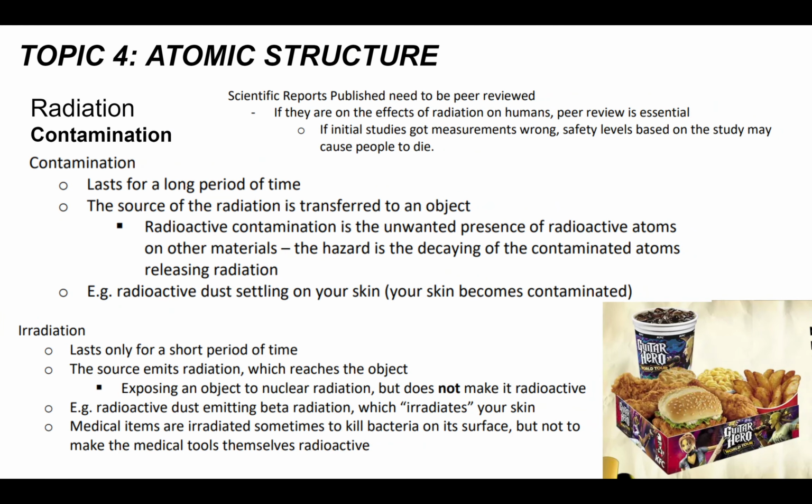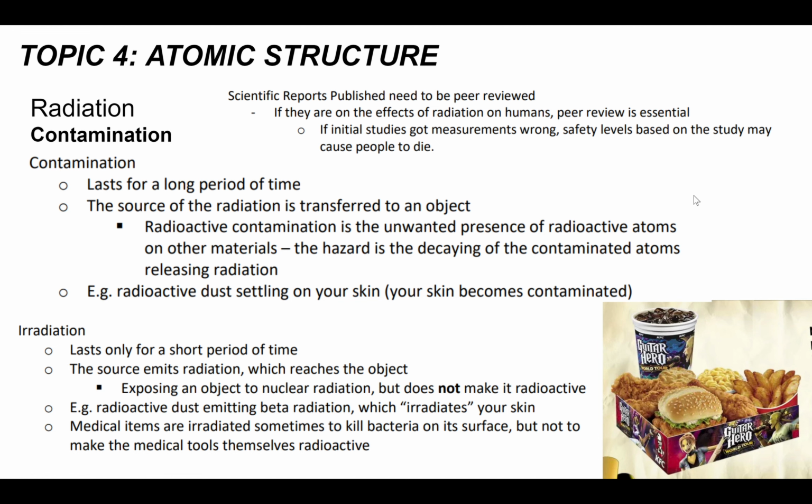Irradiation lasts only for a short period of time. The source emits radiation which reaches the object, exposing an object to nuclear radiation, but does not make it radioactive. For example, radioactive dust emitting beta radiation which irradiates your skin. Medical items are sometimes irradiated to kill bacteria on their surface, but not to make the medical tools themselves radioactive.